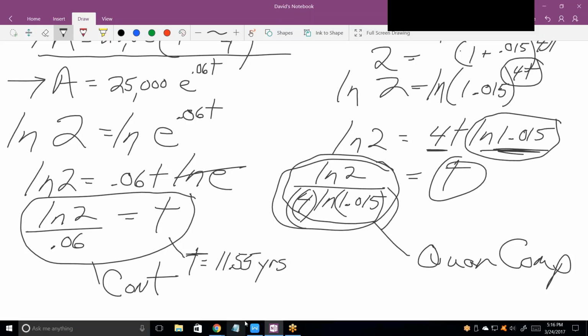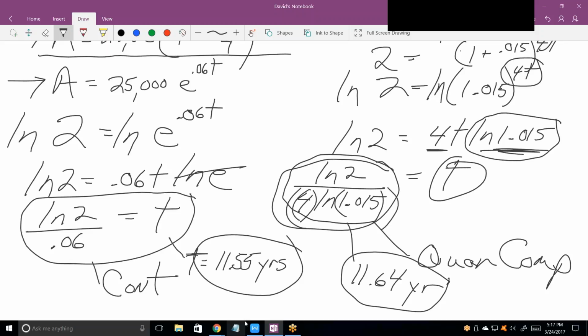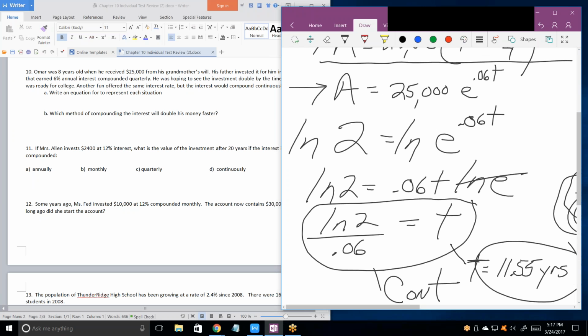I got 11.64. Perfect. I know that that is correct merely because I know that continuous compounding is better than quarterly, but not that much better. Just marginally better. In other words, with continuous compounding, I doubled my money in 11.55 years. With quarterly compounding, I doubled it in 11.64 years. Obviously, you'd rather use continuous. Okay.